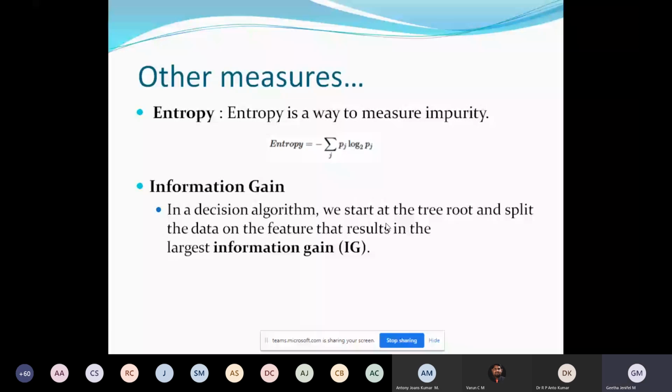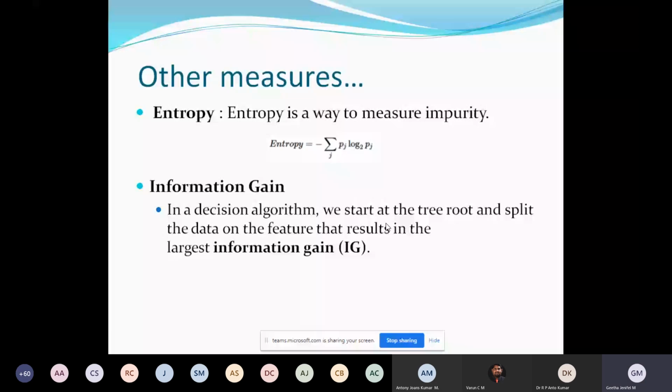The next one is information gain. In a decision tree algorithm, we start at the root and split the data on the feature that results in the largest information gain. Information gain tells us how important a given attribute is. The attribute with the highest information gain value will act as the root node. That is the meaning of this: information gain tells us how important a given attribute is.